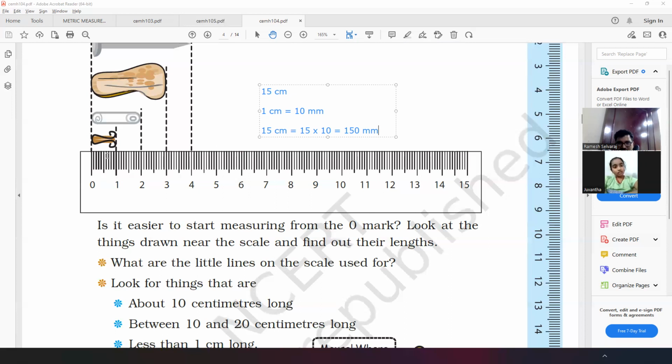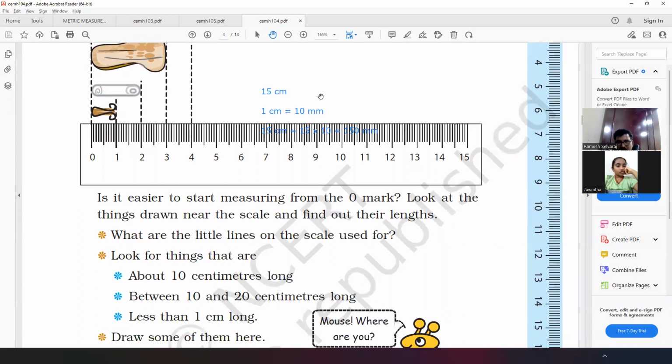This is the concept. 10 mm is 1 centimeter because 10 small lines are there, right? Yes. So look for things that are about 10 centimeters long. 10 centimeters long means how many mm it will come? 10 centimeter means 100 mm. Yeah, right. 10 centimeter means 100 mm, because 1 centimeter is 10 mm.